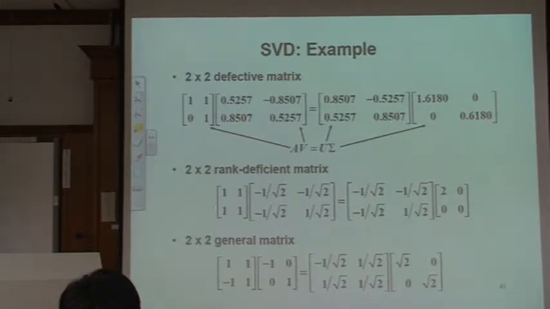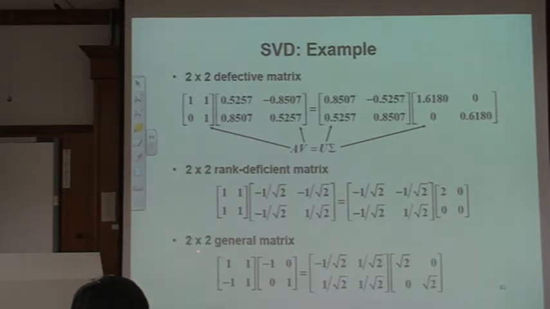Another example is a 2x2 rank deficient matrix. Is this one. You see, all the elements in the matrix are just one. So we can also find the V and U decomposition matrices, and finally you can get this result here. This is a singular value result here. See, there's only one singular value here because in this matrix we only have one independent vector, because these two vectors are linearly dependent.